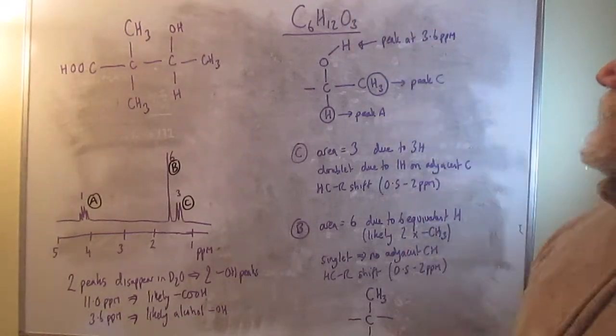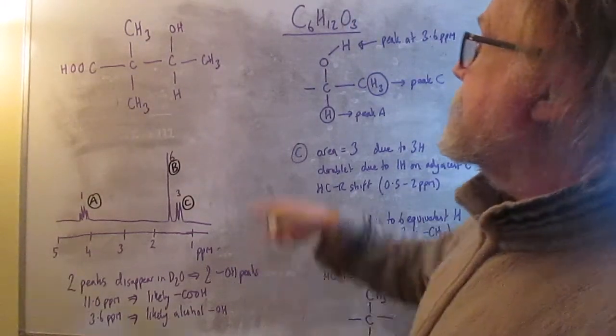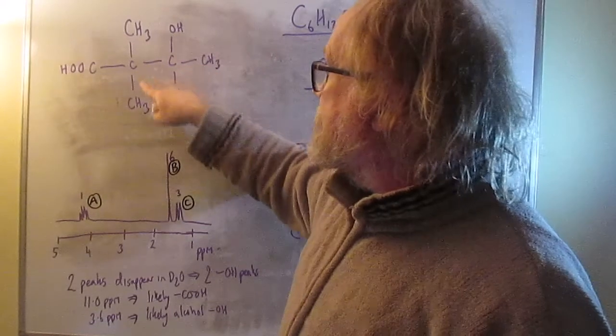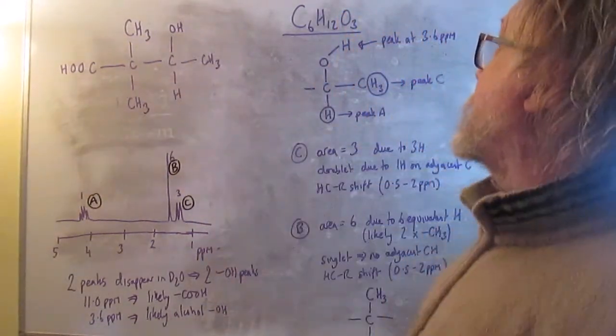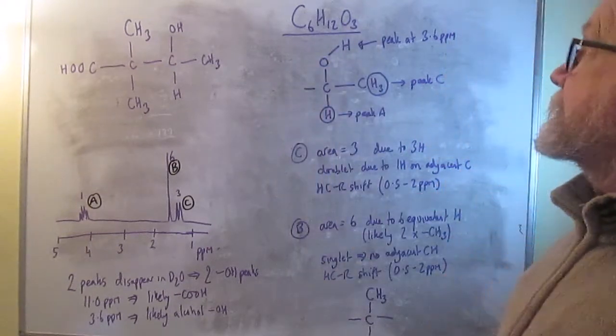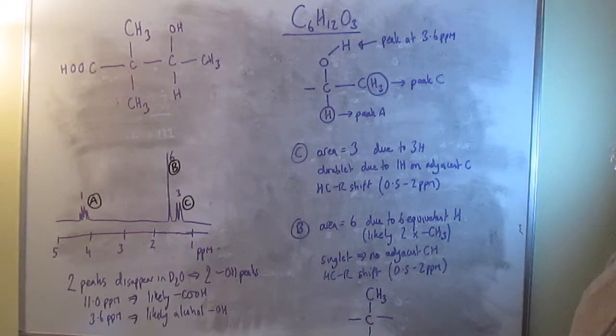We have to check that it fits the molecular formula. So we count the carbons, 1, 2, 3, 4, 5, 6. So that's good. It's got the 3 oxygens. And if we count the hydrogens, we find there's 12 of those as well. So that's your answer. That should be enough to get you full marks.